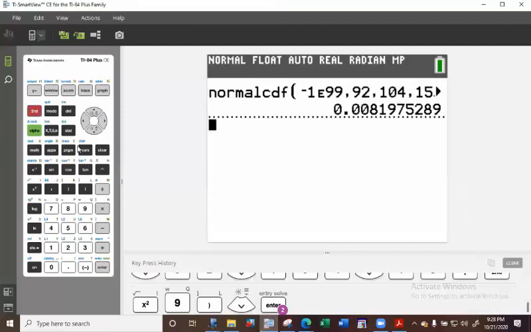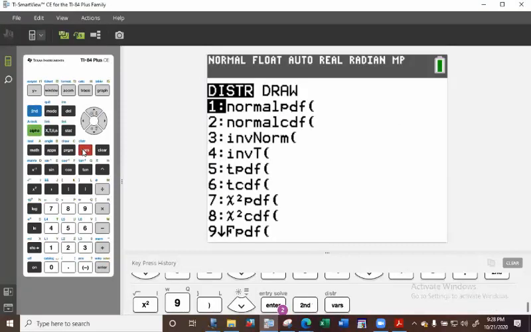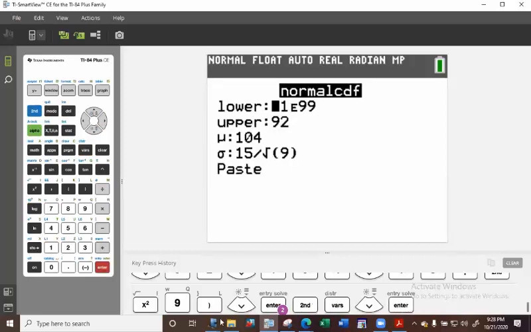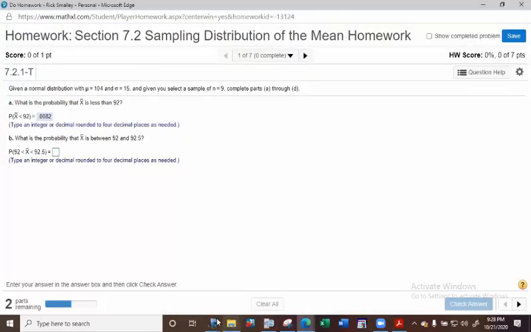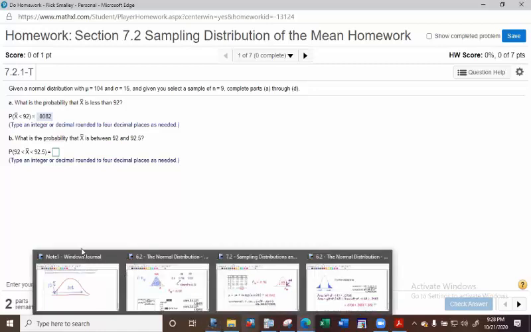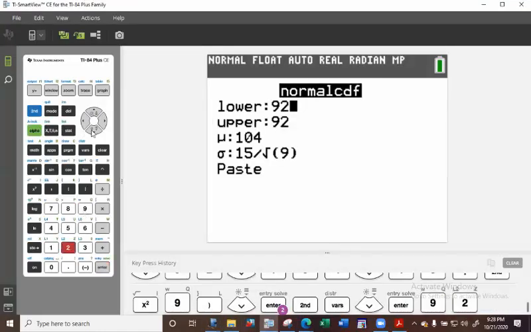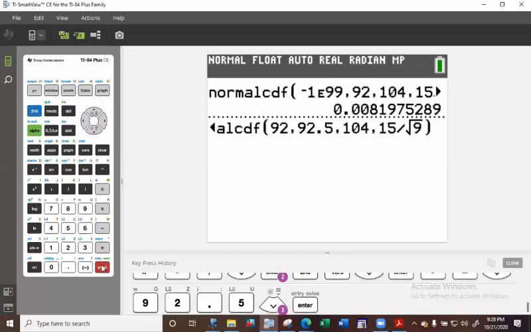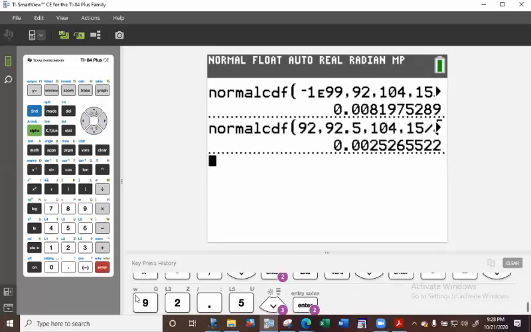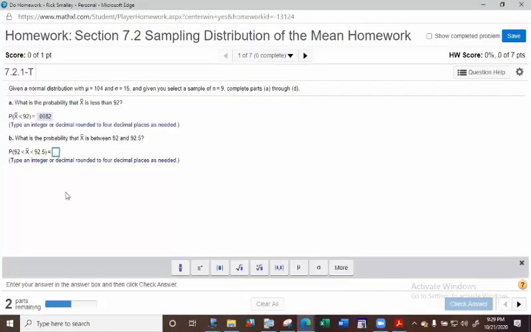Now the next one's between 92 and 92.5. Another nice thing about the calculator is it's going to keep the mean and standard deviation in there. So 92 and 92.5, I started talking, I forgot what it was. 92, 92.5, like so. So same mean and standard deviation, 0.0025. Let's see how that works.